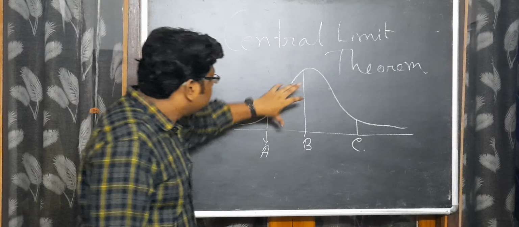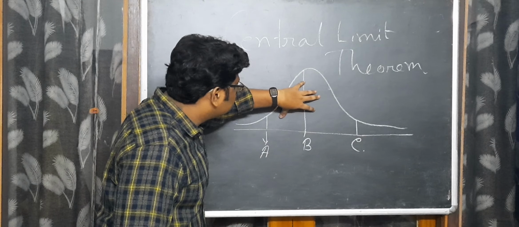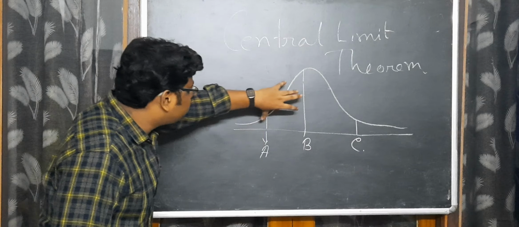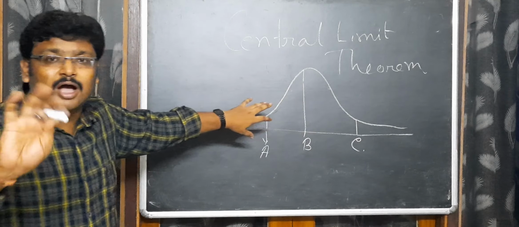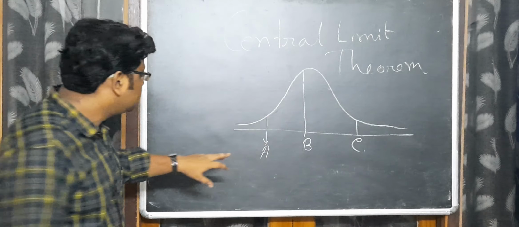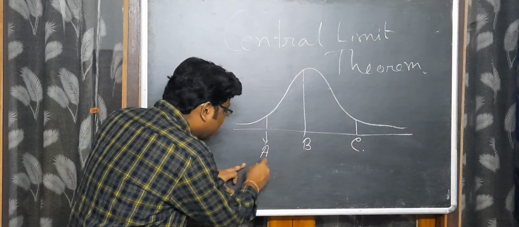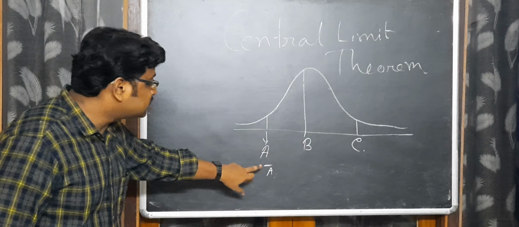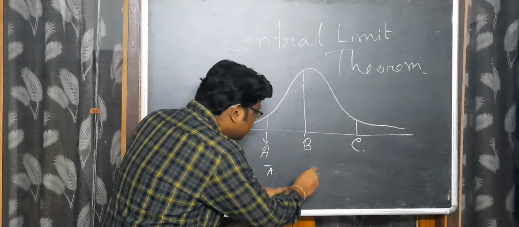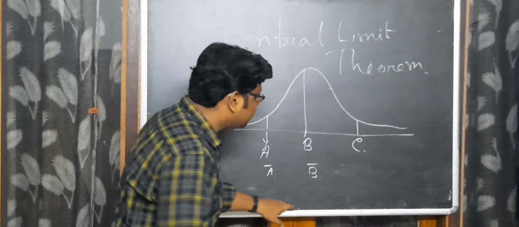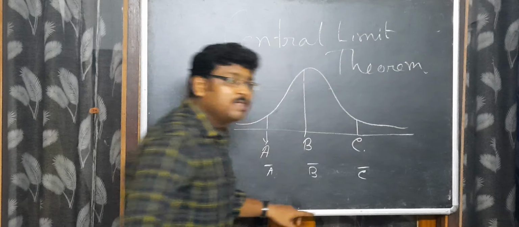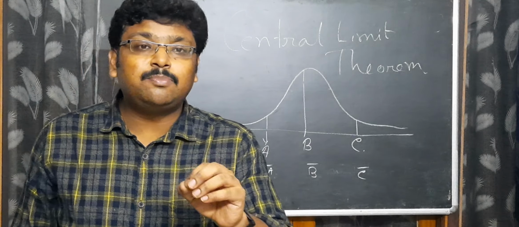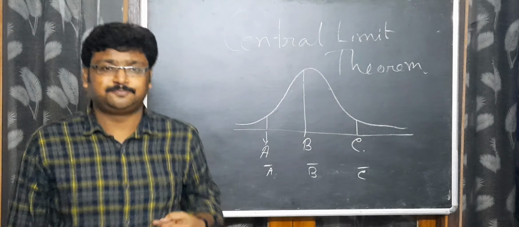So you know the population and the sample. The population has a mean. We do not have an idea about that mean, but the sample has a mean. Sample A has mean A bar, sample B has mean B bar, and sample C has mean C bar. So you have 3 samples and their corresponding means.